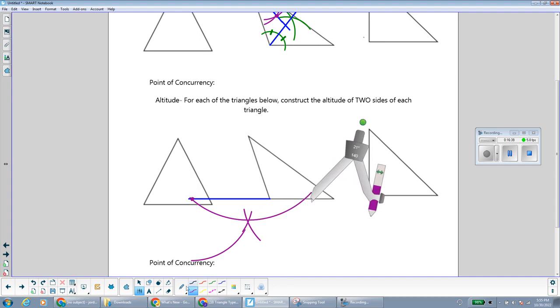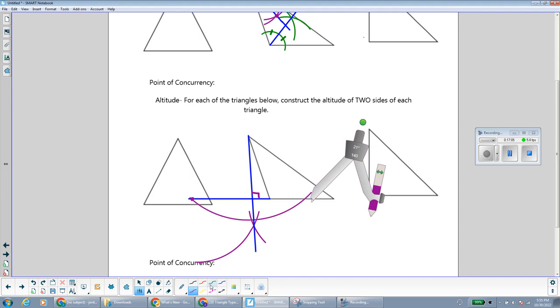Perfect. Right through that point of intersection, through the opposite vertex. Ooh, oh no. I thought that was my line. There we go. I got my line working. So right from the vertex with my straight edge through the intersection point, there I have my altitude. It is a perpendicular line to the triangle. You can think of it as the triangle's height, and it goes through the opposite vertex.